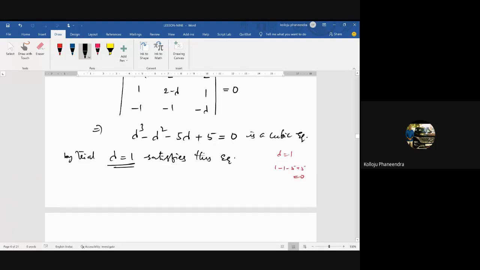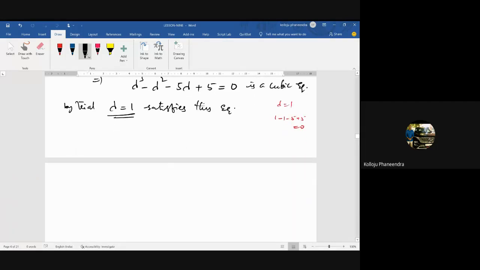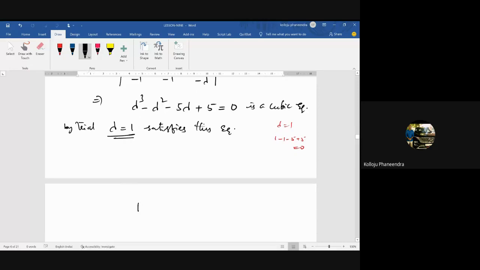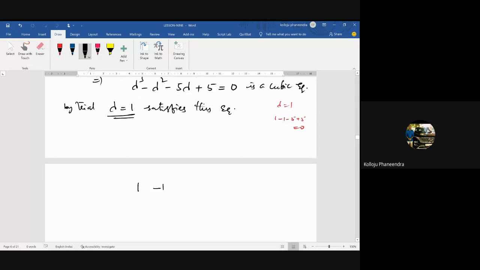Next, let us go for synthetic division. You know synthetic division: lambda cube coefficient, lambda square coefficient, lambda coefficient, and a constant. Then what is the root? My root is 1. 1, 0: 1 plus 0, 1. 1 into 1, 1. Add these two, 0. 1 into 0, 0. Minus 5. 1 into minus 5, minus 5. This is 0. Lastly, you have to get 0.